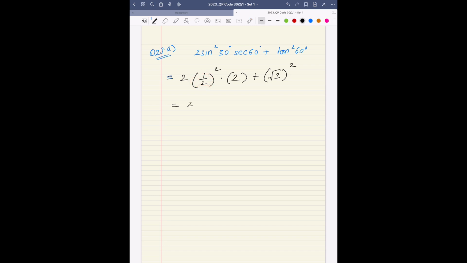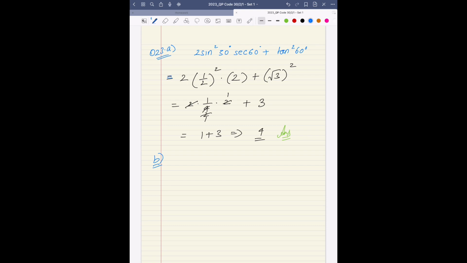So, 2.1 by 4.2. If you can see, this cancels, this cancels. So this becomes 1 plus under root 3 whole square becomes 3. So you get 1 plus 3, or in short, you get 4. Very easy. Answer comes out to be 4. Okay, probably the easiest question. Going to question number 23 B.